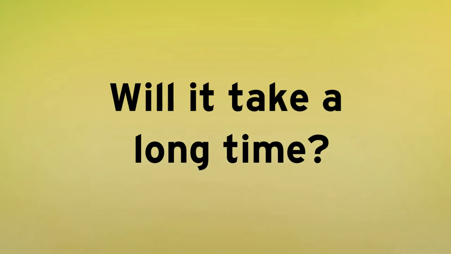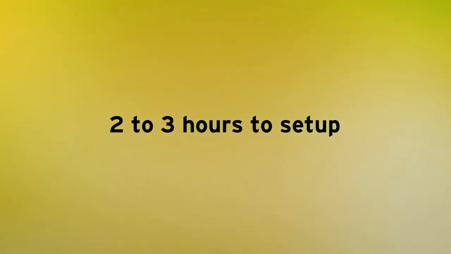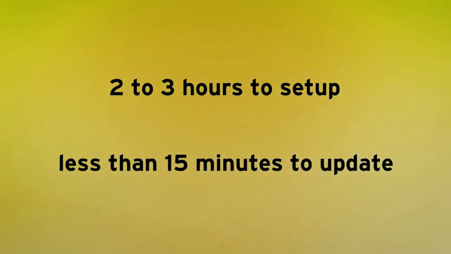Will it take a long time? Entering data into the MFI Factsheet is straightforward and easy to perform by anyone who has general knowledge of accounting and MFI reporting. It takes about 2 to 3 hours to set up a first report from scratch and less than 15 minutes to update a report thereafter.